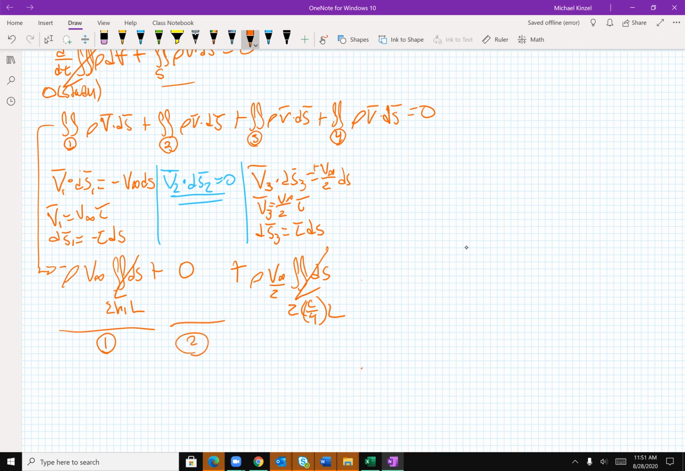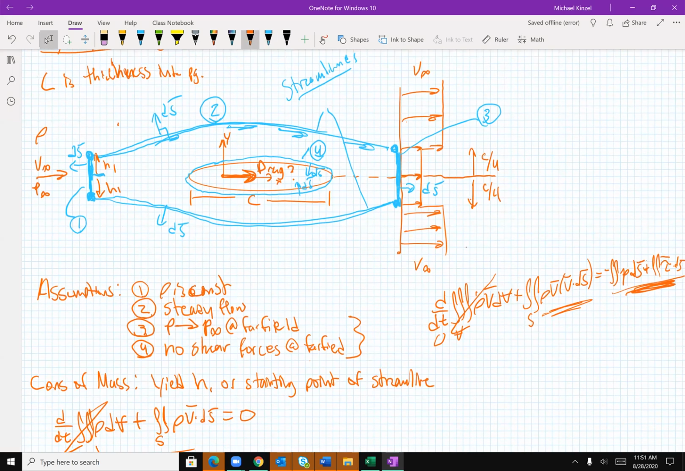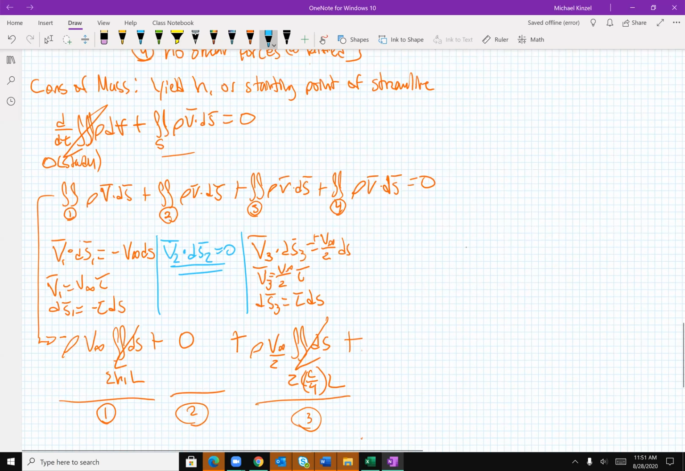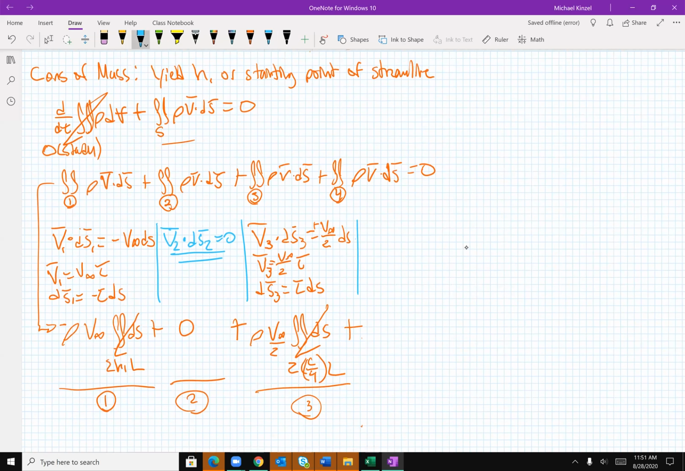So this was surface 2, this is surface 3, and we go to surface 4. Let's look at surface 4. We cannot have flow penetrating the body, so we have flow tangent to this dS, hence, again, it's normal. So in that condition, V4 dot dS4 is always going to equal 0. So we have another 0.